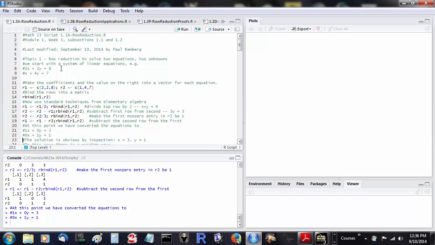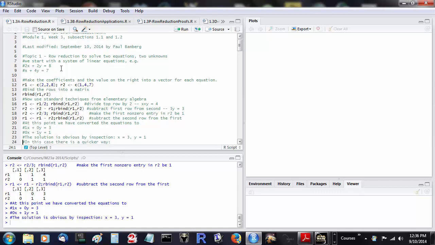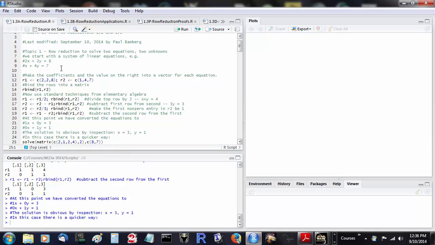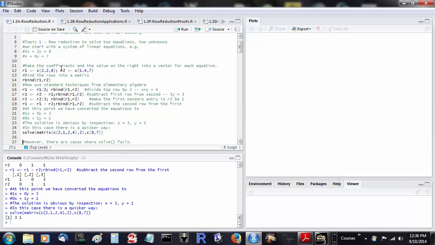No matter how many equations you've got and how many unknowns you've got, this is the basic approach. The computation gets messier and messier as you get more and more equations, but if you're doing it on a computer, that doesn't make any difference. Now, in this particular case, you know a quicker way to solve the equation. I can make a matrix from the left-hand side of my original equation, the vector 8, 7 from the right-hand side, and when I call the solve function, it says, yeah, the solution is x equals 3, y equals 1.